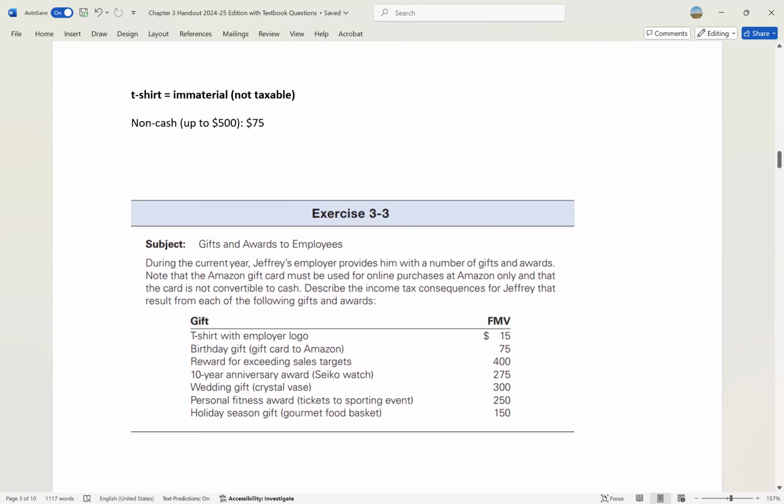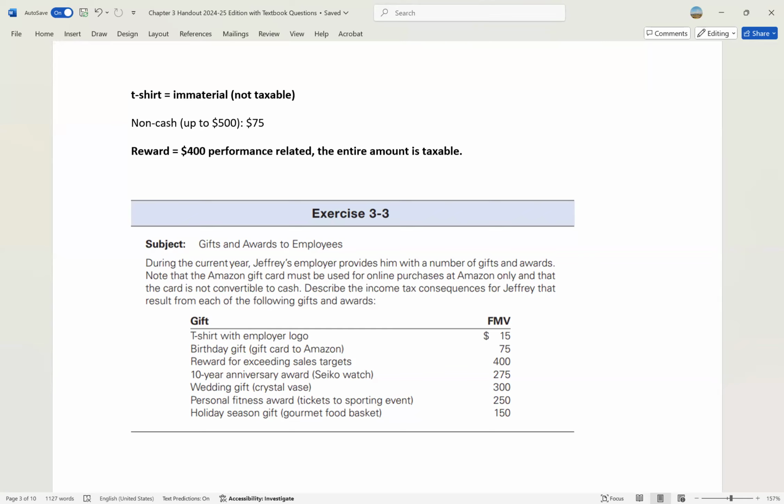The next amount is the reward for exceeding the sales target. That reward is $400. Now, this is what I mean by performance related. Because this is performance related, the entire amount is taxable. So he would have to include that $400 in calculating his net employment income. It's performance related because the reason he got it was because he exceeded his sales target. And once again, if you have any questions, just stop me or type your question into the chat.